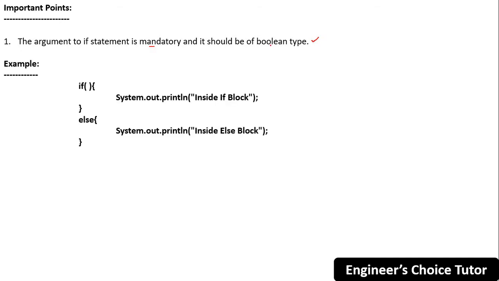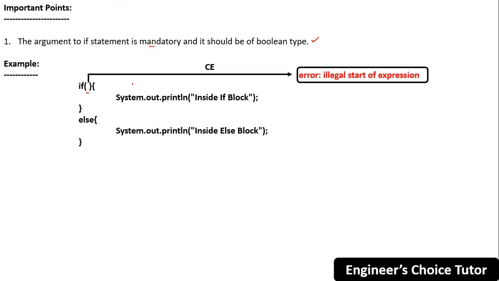Next, let's see some important points. The argument to the if statement is mandatory, and it should be of Boolean type. For example, in this example the argument is missing. I have not given any argument to this if. So in this case you will get a compile time error saying illegal start of expression. Is it clear? If you want, we can check this.